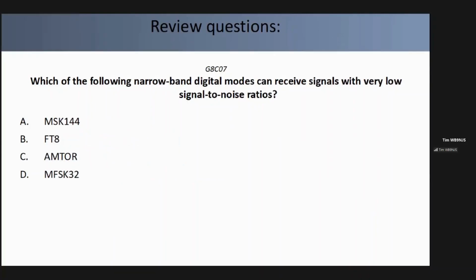Okay, talked about this one last week, I believe, in modes and emissions from G8. Which of the following narrowband digital modes can receive signals with very low signal to noise ratio? That means it'll work even if you can barely hear the signal. Well, if you remember, that's one of the more popular ones, and that is FT8. That's a frequency shift key mode with 8 tones incorporated. So it works with very little signal above the noise. Okay.